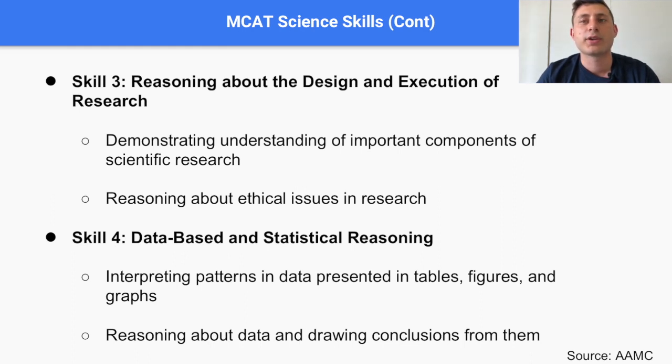So essentially what you're doing now is taking the information that you were able to interpret from the passage and applying it to draw your own conclusions and reason through with new information that they're giving you. So the AMC states that skill 4 questions are interpreting patterns in data presented in tables, figures, and graphs, and then reasoning about data and drawing conclusions from them. So those are your 4 skills that you need to master to ace your MCAT, and that is exactly what I'm going to be showing you how to do throughout the rest of this course.